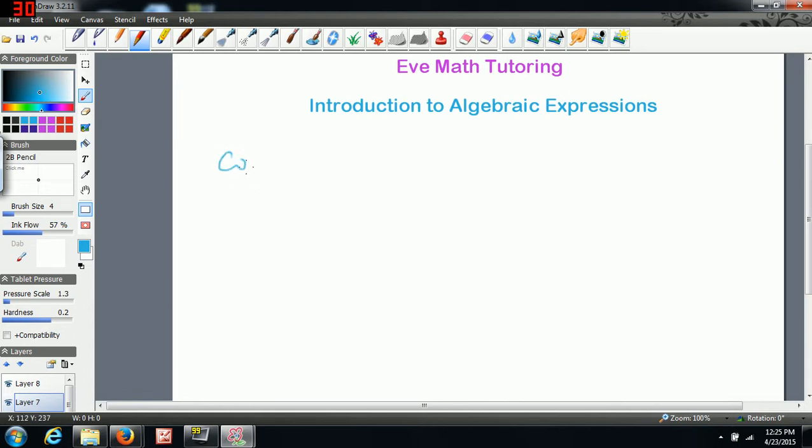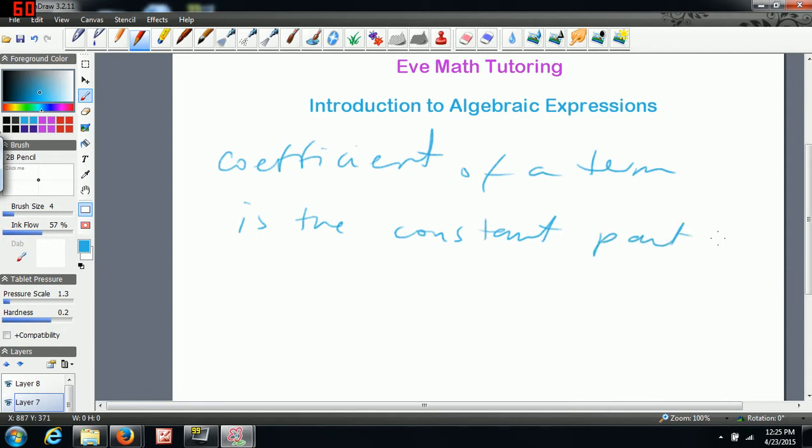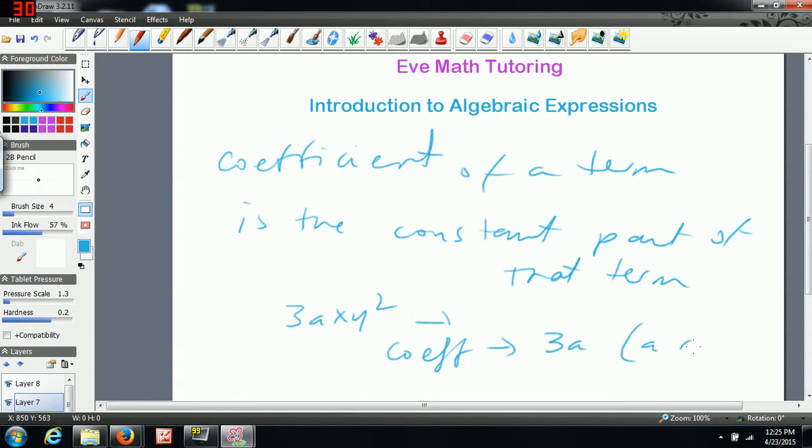Now the coefficient part of a term is the constant part of that term. So for 3axy squared, the coefficient of this term would be 3a if a were a constant. We're assuming a is constant, and assuming that x and y squared are variables.